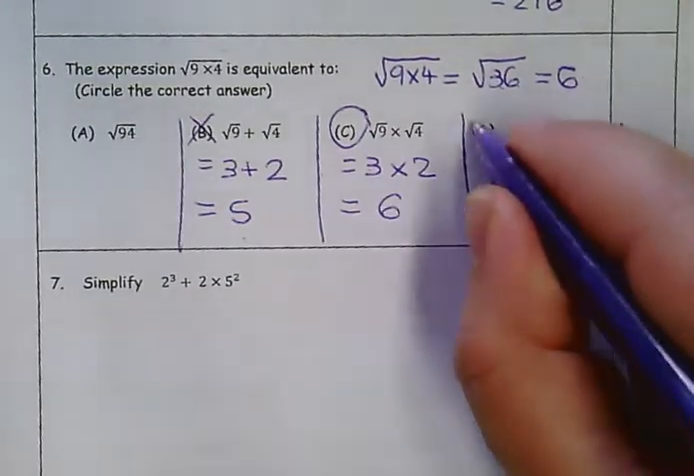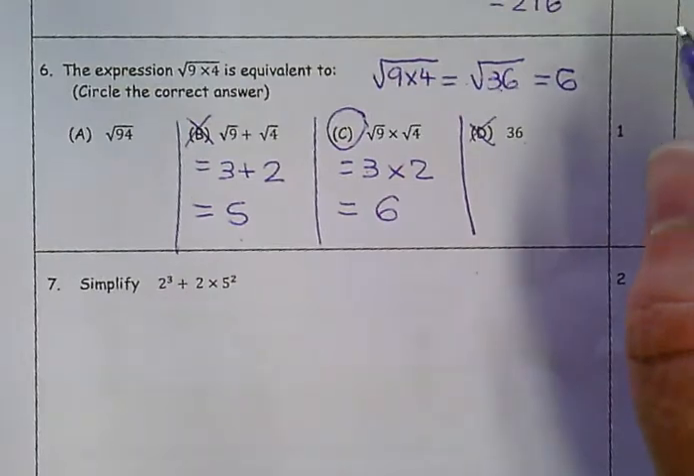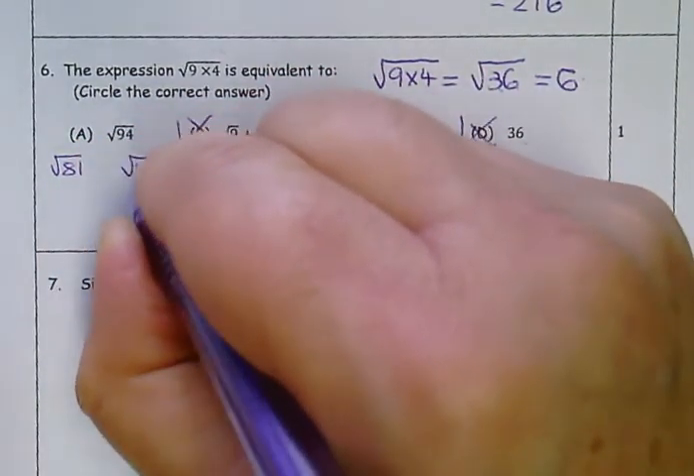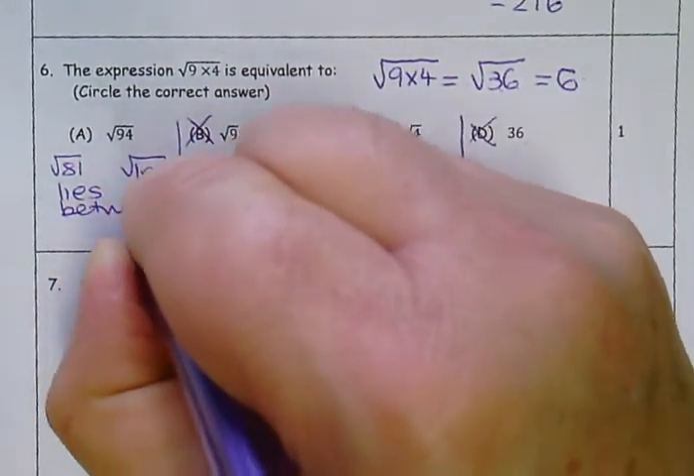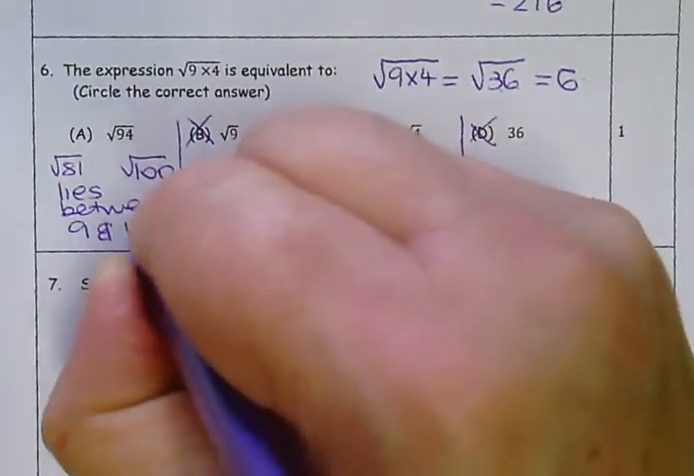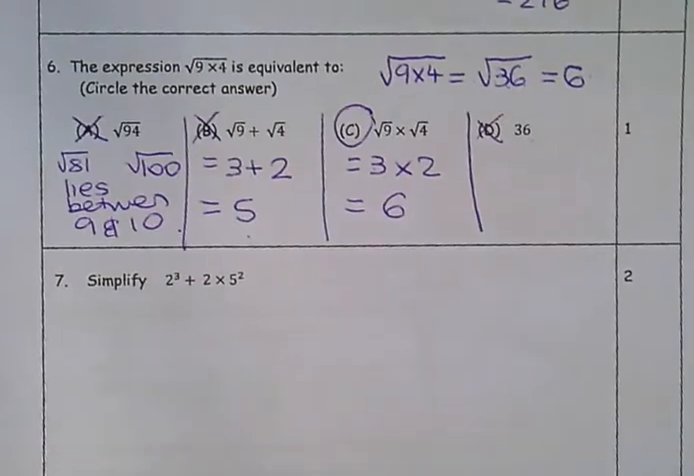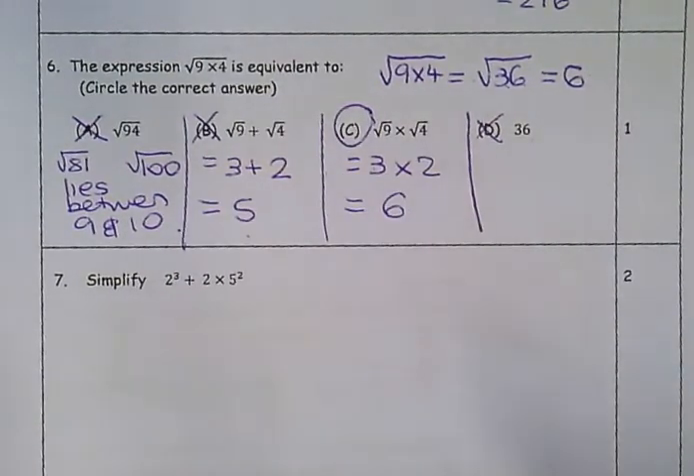36 does not equal 6, so that's incorrect, and the square root of 94 lies between the square root of 81 and the square root of 100, so it lies between 9 and 10. So it's not correct. Its value is between 9 and 10. So it's not correct, okay? That would be if you received this question in a non-calculator part of the exam.